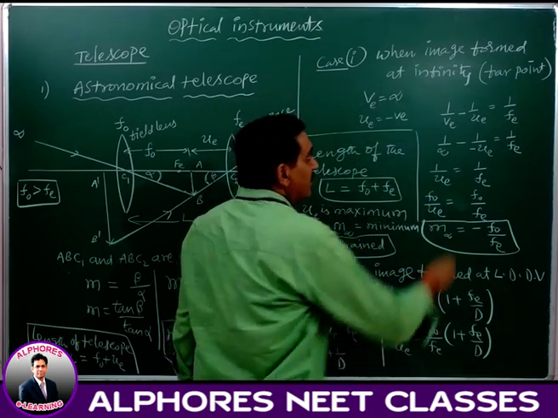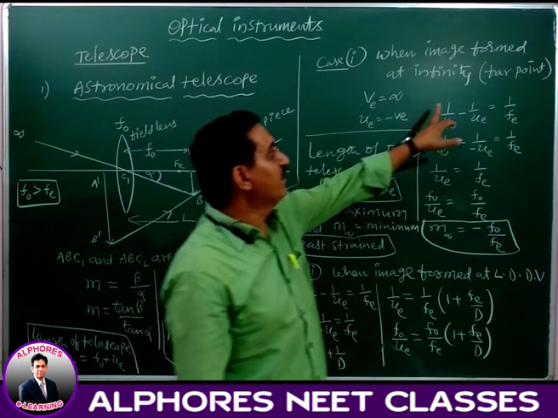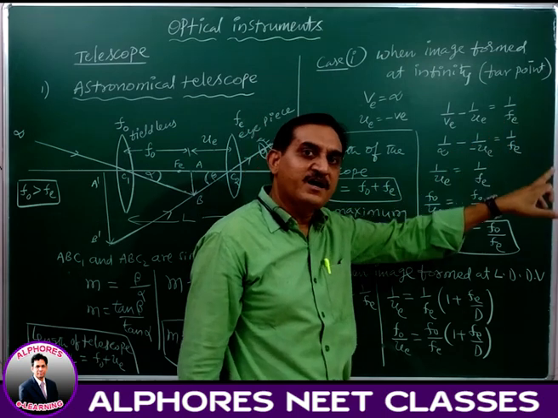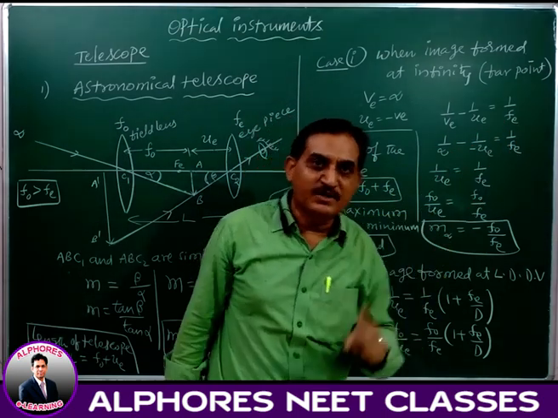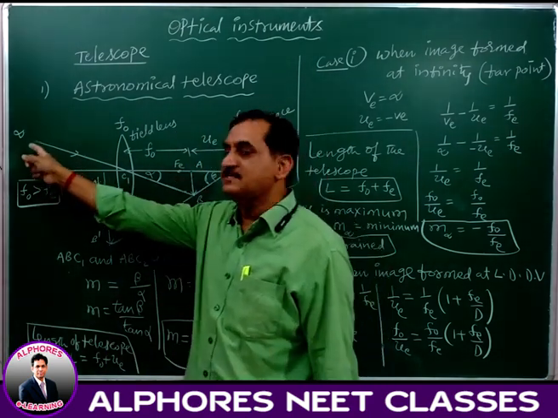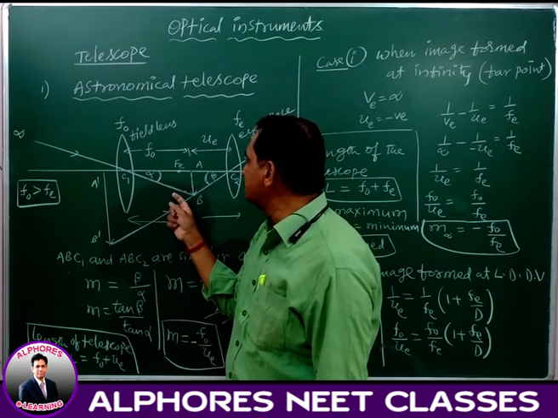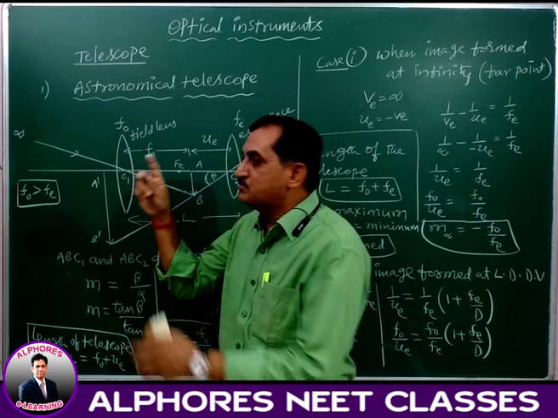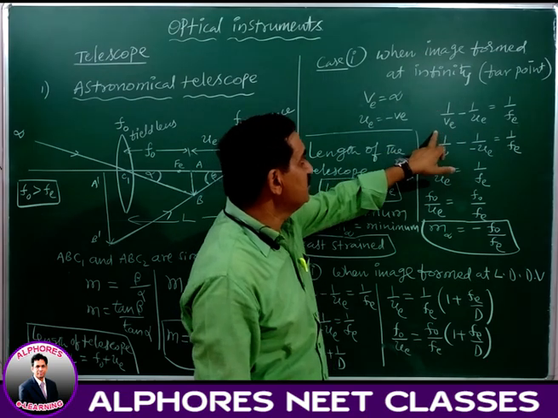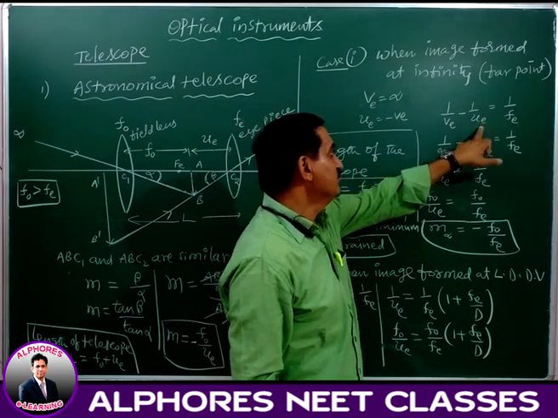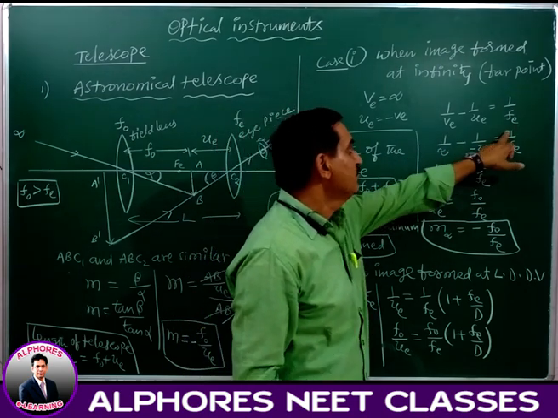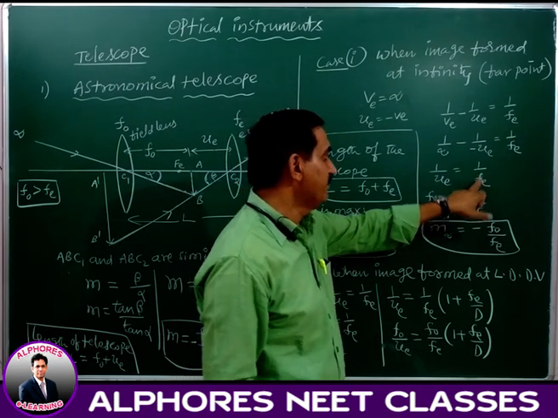UE has a negative sign, and from the lens formula we take 1 by VE minus 1 by UE is equal to 1 by FE. This is the lens formula for the eyepiece, not for the objective lens, not for the field lens. The field lens, its role is over. The object is at infinity and it forms the image at the focus point of the field lens. Its role is over. Then the lens formula is used for the eyepiece: 1 by VE minus 1 by UE is equal to 1 by FE, and applying 1 by infinity, minus or minus plus 1 by FE. Here 1 by UE is equal to 1 by FE.